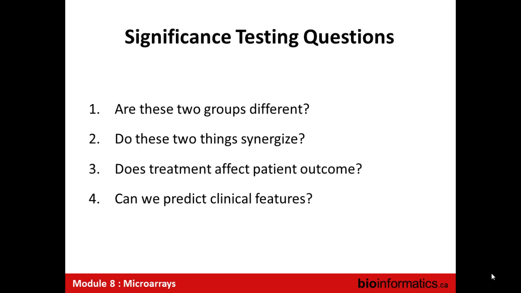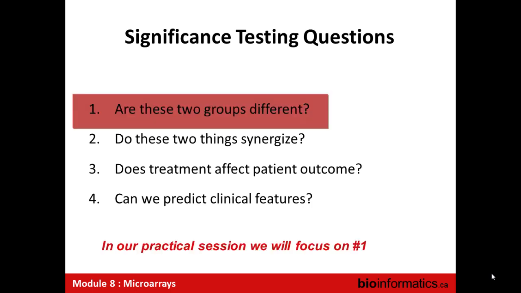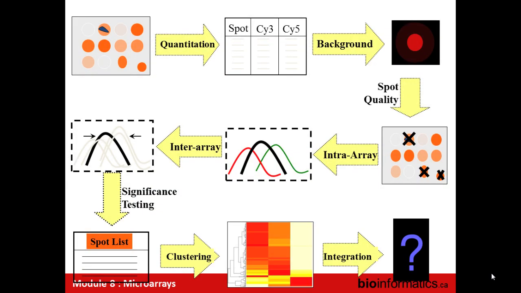There's also a lot of work on survival analysis that's increasingly becoming important. Machine learning type predictors are becoming important. And so we're going to focus on number one in the practice session, our example work. But in some sense, you can think of, once you have your data, you apply the statistical model that is most appropriate, pretending that it's not microarray data. And that's not a bad approximation of what you should be doing.